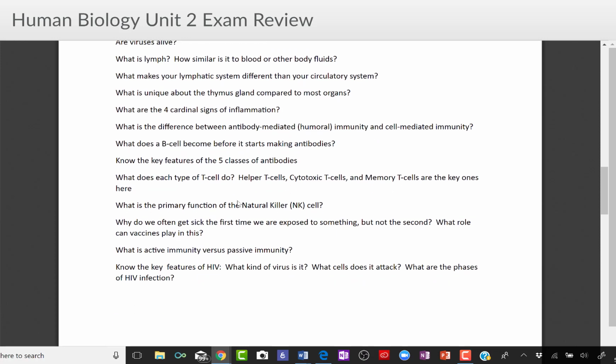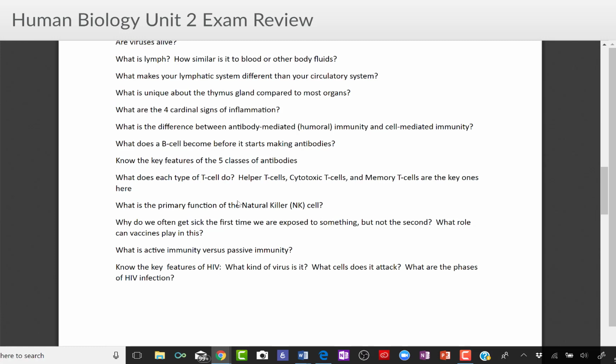What makes your lymphatic system different than your circulatory system? So two things. Number one, it doesn't have a pump. Your heart pumps blood through your circulatory system, at least through your arteries. Your lymphatic system doesn't have that. So your lymphatic vessels look like veins. They have valves, and muscle contraction, muscle compression is what moves the fluid. So there's no heart.